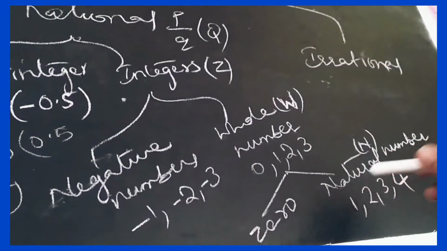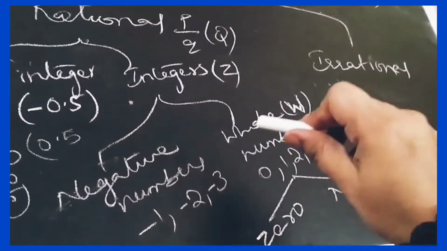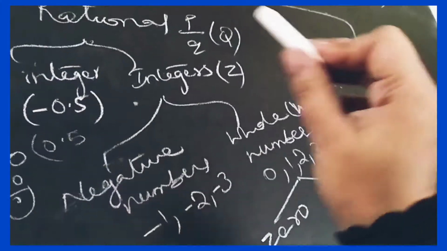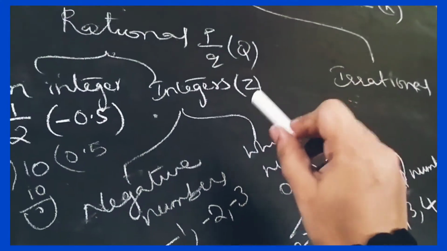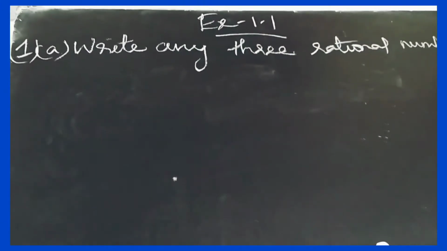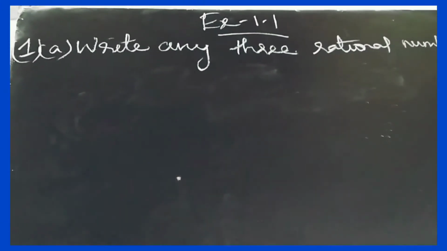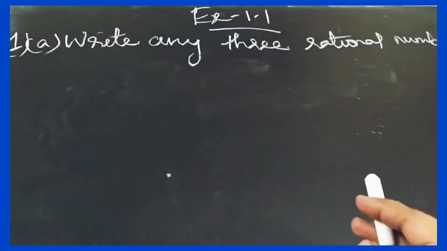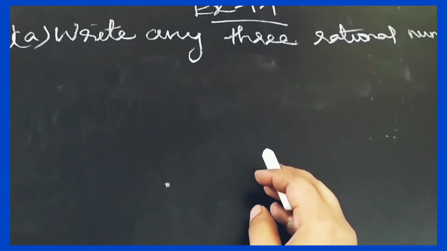Okay, so natural numbers are denoted by capital N, whole numbers are denoted by capital W, and integers are denoted by capital Z. Okay, exercise 1.1. Now I am starting your exercise. First sum is: write any three rational numbers. Write it with your own, don't copy from your answer side.